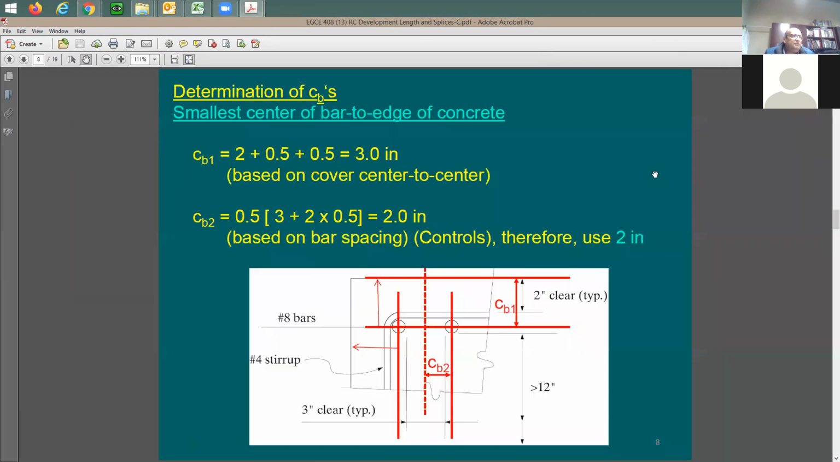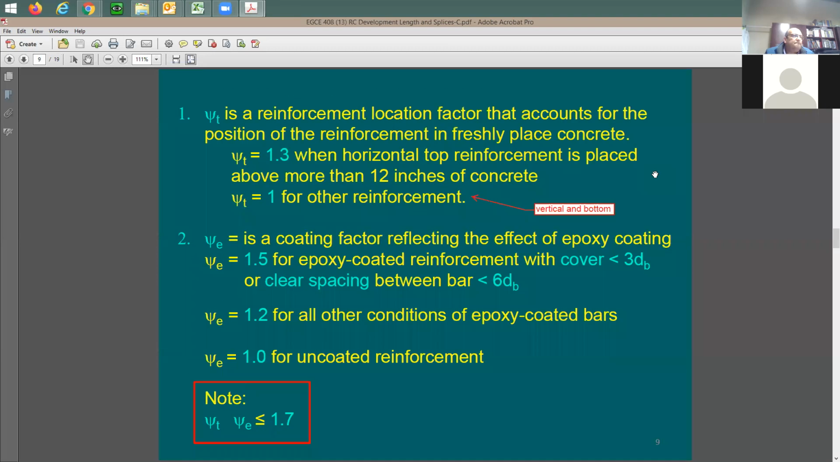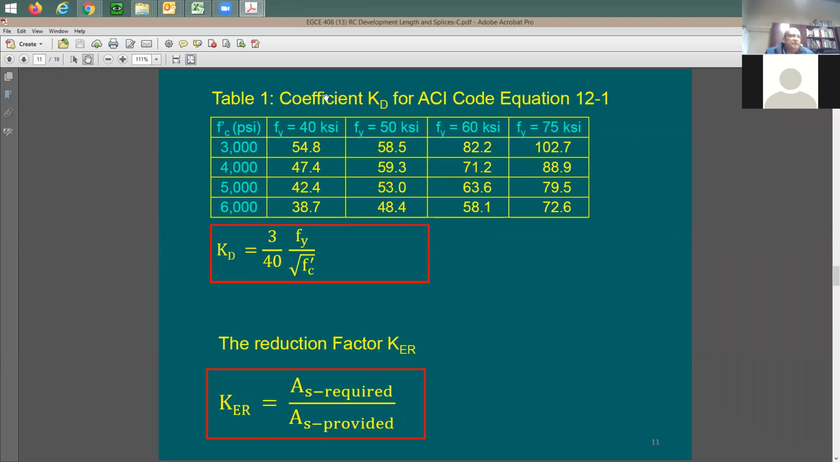Just to remind you, here's the case of the development length table, which is 3 divided by 40, fy divided by square root of f prime c. So you have two options. One option, if you have the values here, it's going to be simple. You just read it off the table.